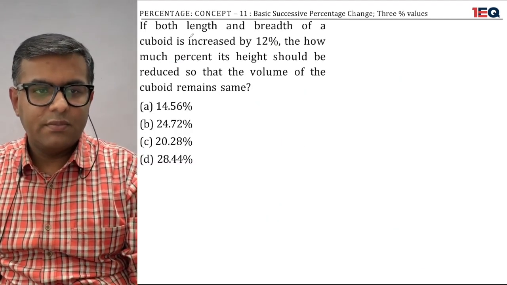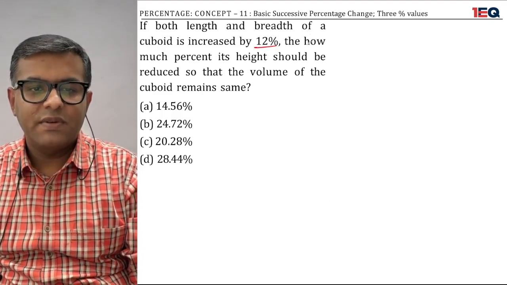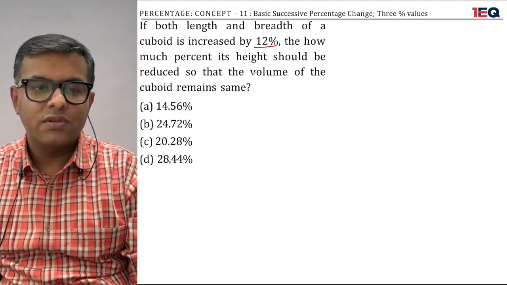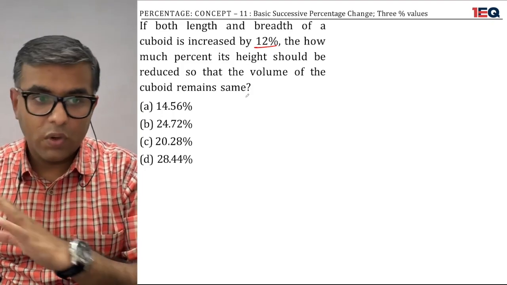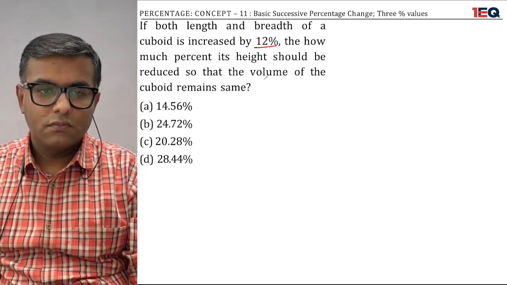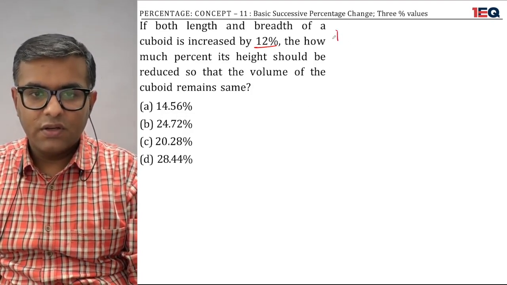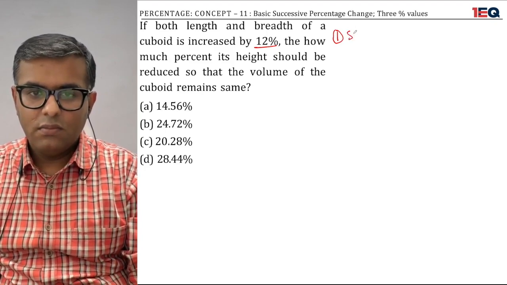Concept 11, question number 2. If both the length and breadth of a cuboid are increased by 12%, then by how much percentage should the height be reduced so the volume of the cuboid remains the same? Okay, this is a really good question. I'm going to solve it by using two options. The first one being successive.